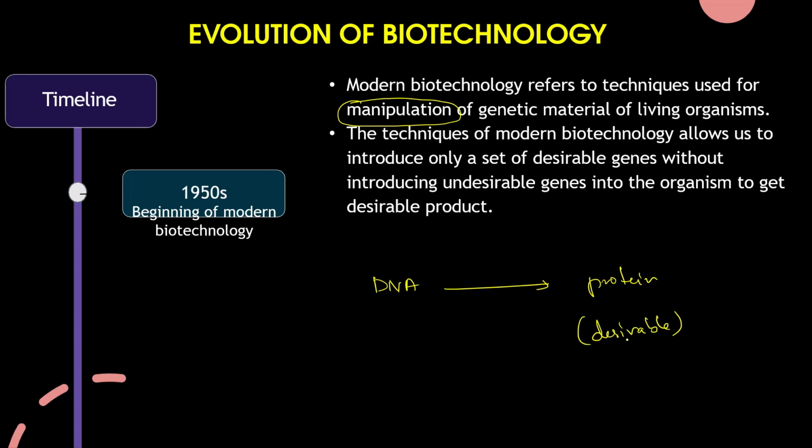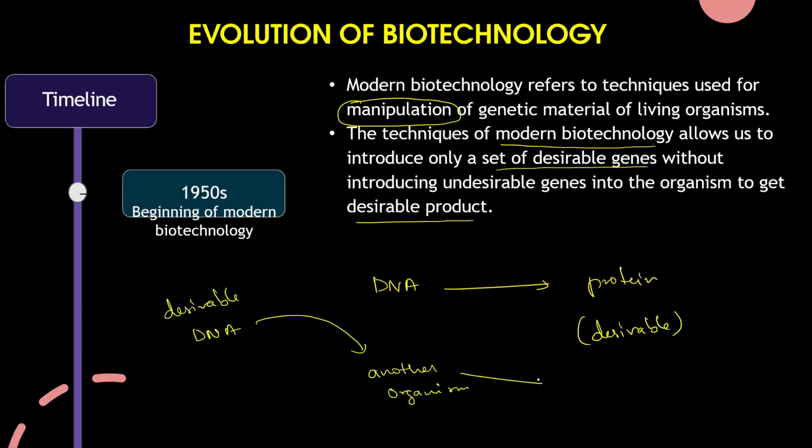Understood? So remember, the modern biotechnology technique is introducing a set of desirable genes into an organism so that the organism is modified and it gives the desirable products. Suppose you are taking the desirable DNA from an organism and you are introducing this DNA into another organism, so that this organism is now able to produce the desirable proteins. That is called modern biotechnology.